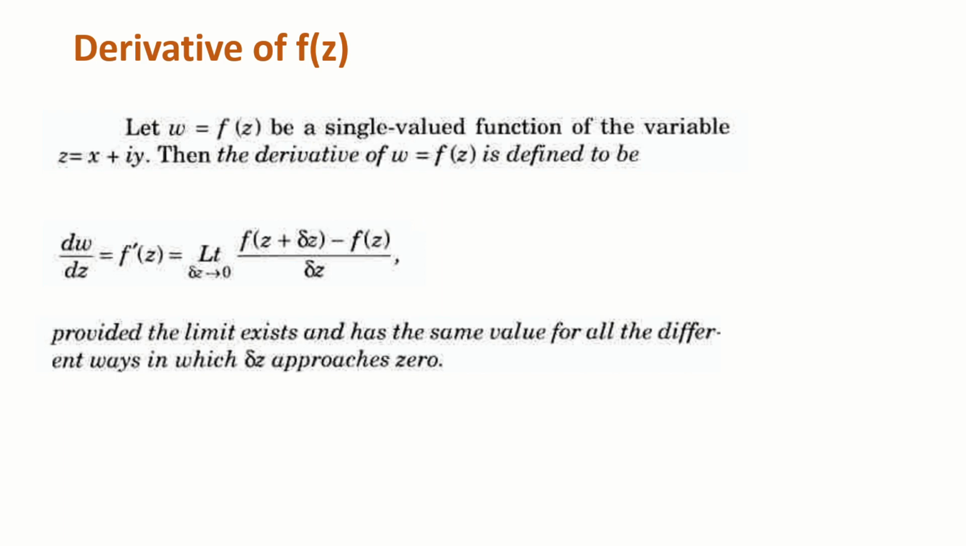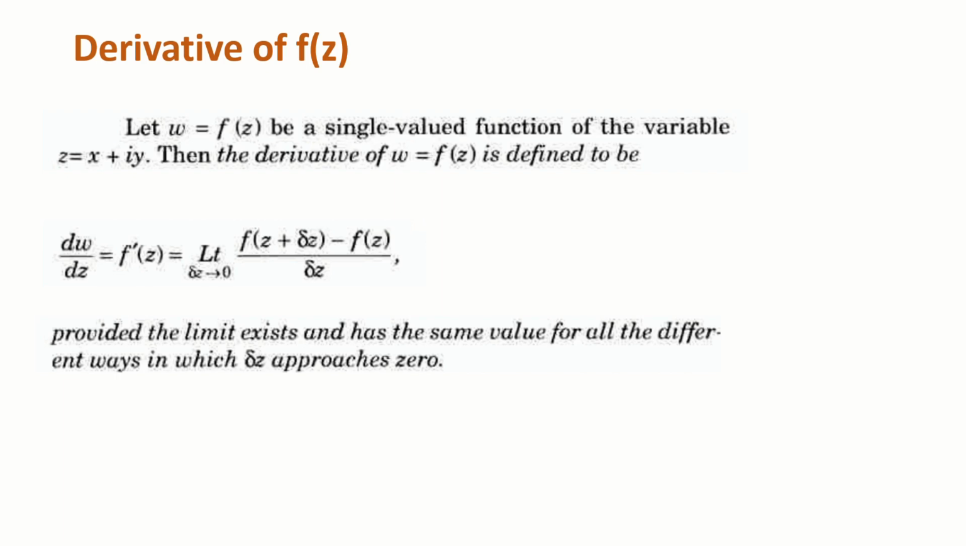Here z is our complex variable. Then the derivative of w = f(z) is said to be defined if dw/dz = f'(z), and the limit has to exist, like the limit as delta z tends to 0. This is basically the limit definition which we studied in real analysis. It is almost similar, except that here we are dealing with complex variables and complex numbers.